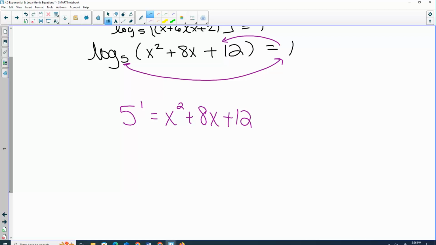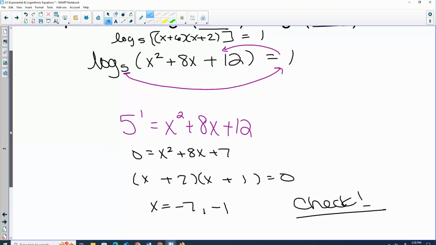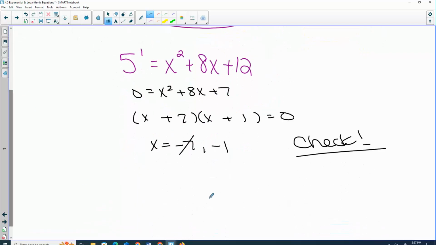Okay. Now what would I do? Subtract our 5 over. And we can factor. Multiply to 7 and add to 8. So if we set those equal to 0, we get x to be -7 and -1. Am I done? We have to check. So I am putting these back into the original, and all you have to verify is that they're positive. Okay, is -7 plus 6 positive? Nope, so it's out. Is -1 plus 6 positive? Yes. Is -1 plus 2 positive? Yes, so that one is okay. So -1 is my only answer.